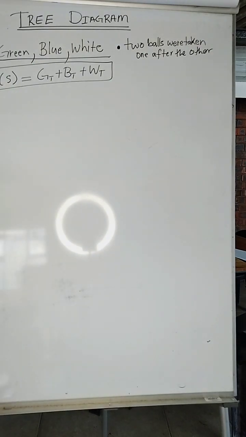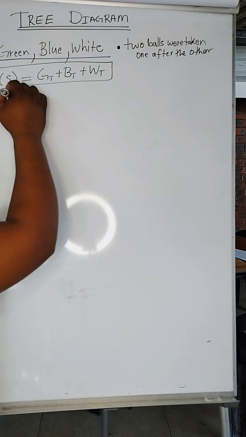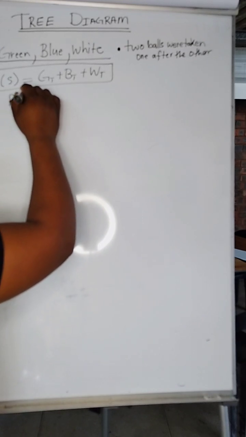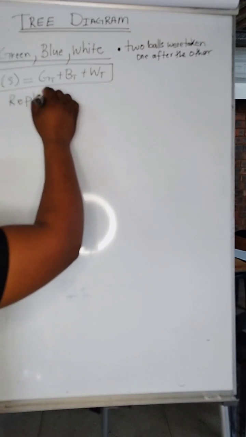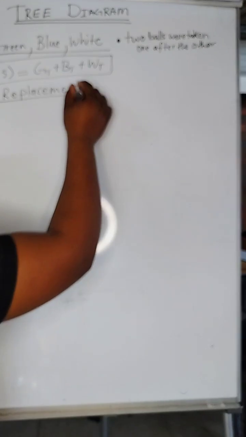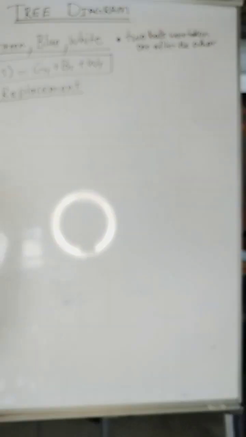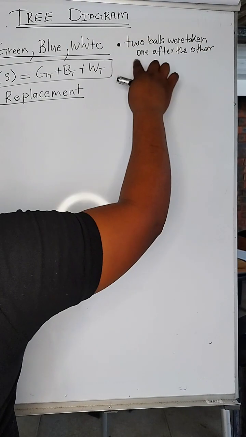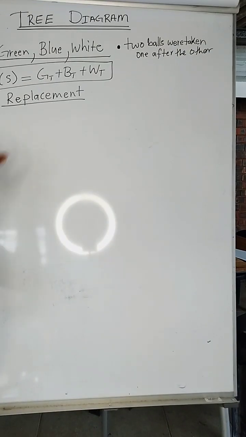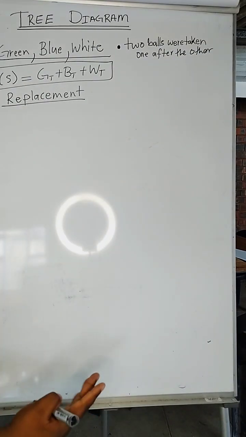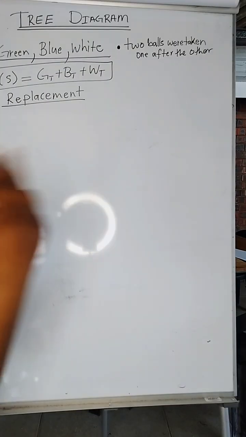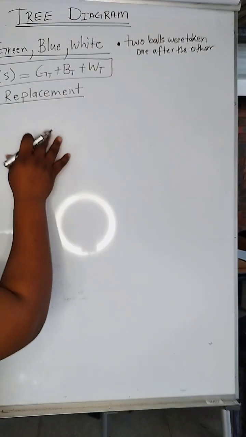Number one, we have a case where there is replacement of the ball. The ball is replaced. They said 2 balls were taken, one after the other. That means they took 1 ball, then after they record, they replace the ball and take the other one. That is 2 balls. Hence, let's deal with this one.